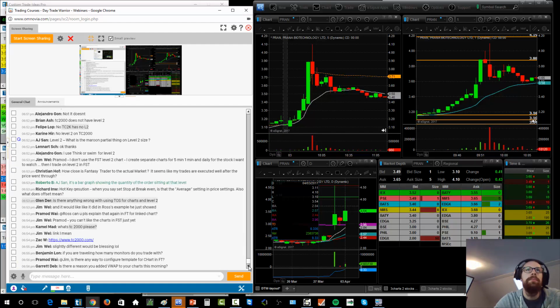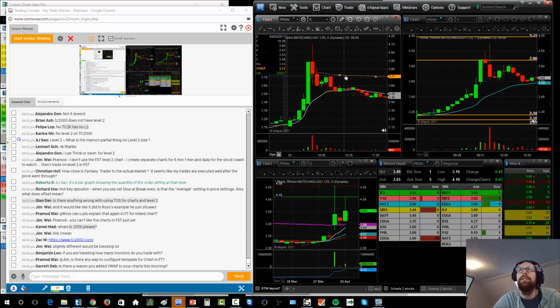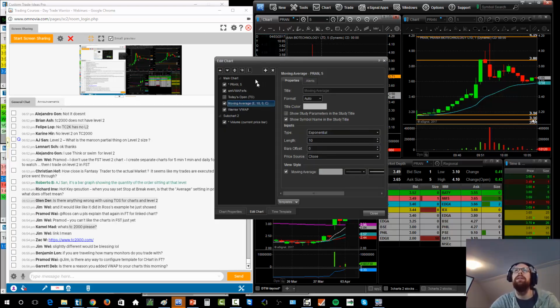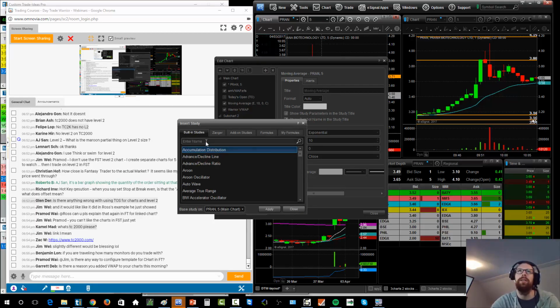Let's see. I added VWAP during one of the classes. I think it was class 4, and I left it on there. To me it is fairly irrelevant. I just don't use it that much on my day trades, but it's on there now, so I'll just leave it there for the time being. I know some traders use it, so if I have it on and I'm screen sharing, it's helpful for them, I think.